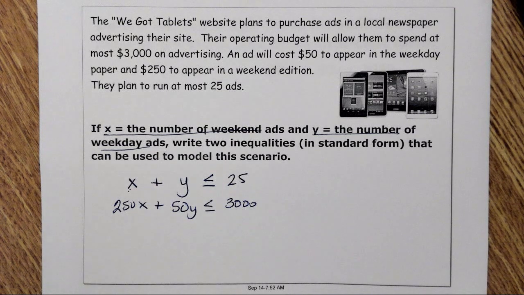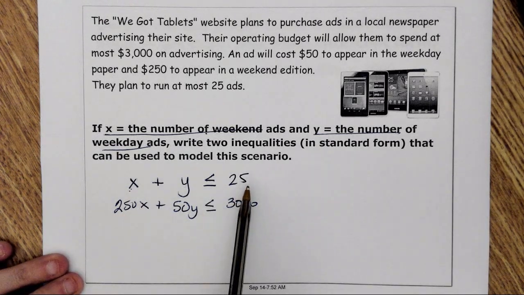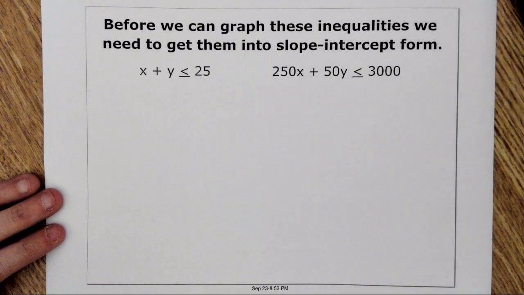A system is when I have enough information to graph two things, and I'm trying to find the overlap. I'm trying to find out what makes both of these things true. So I don't just have to have 25 ads or less. I've also got to spend $3,000 or less. I have to satisfy both of those conditions. Okay? So let's look at this.